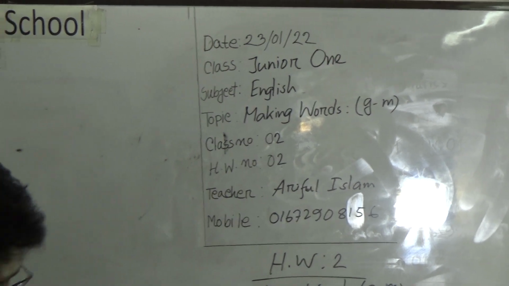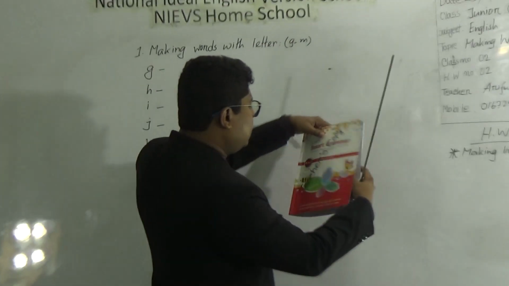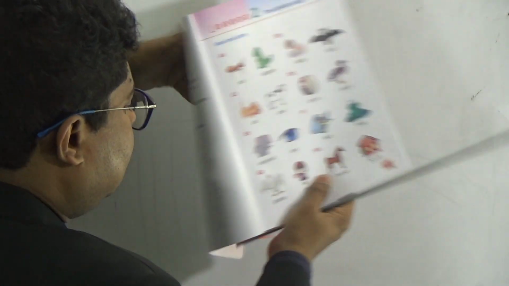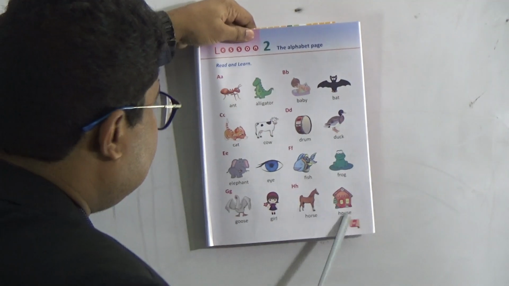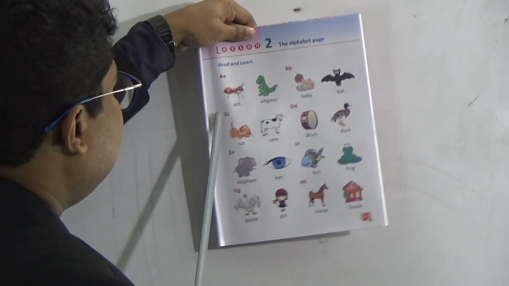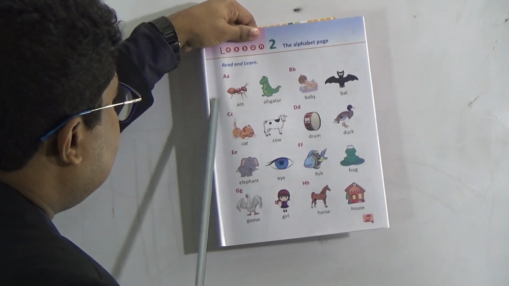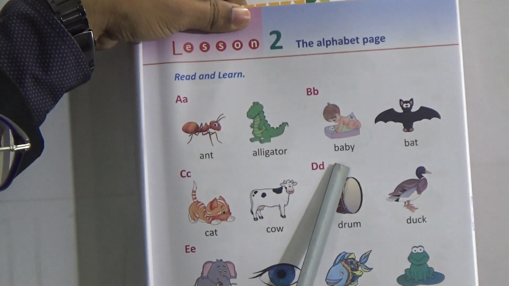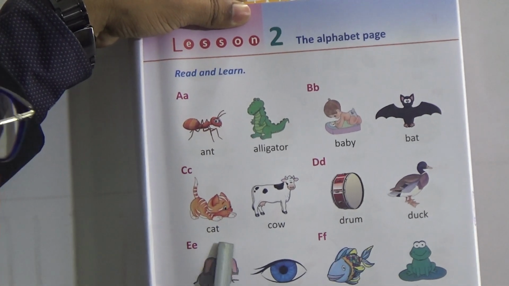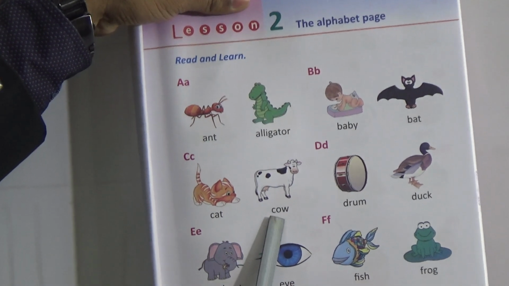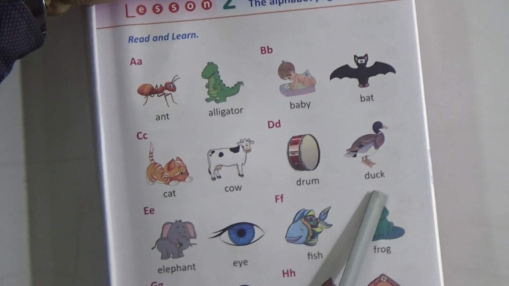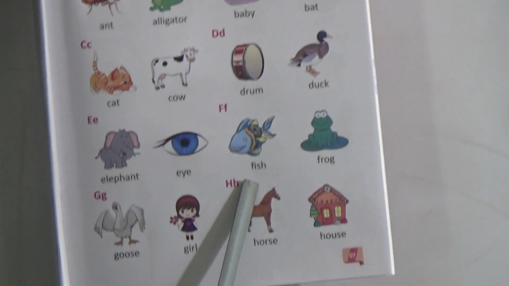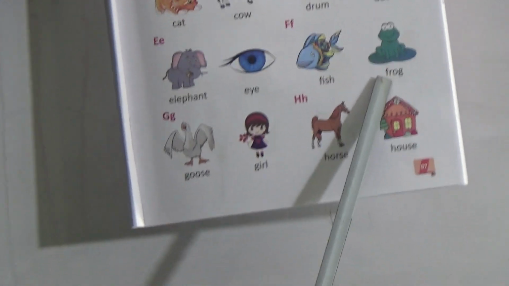Okay, my dear students, but before this, open up this book, Lexi's Smart Grammar, and go to page number 7. Lesson 2, the alphabet page. Okay, so let's read first. So, A for ant, A for alligator, B for baby, B for bat, C for cat, C for cow, D for drum, D for duck, E for elephant, E for eye, F for fish, F for frog.